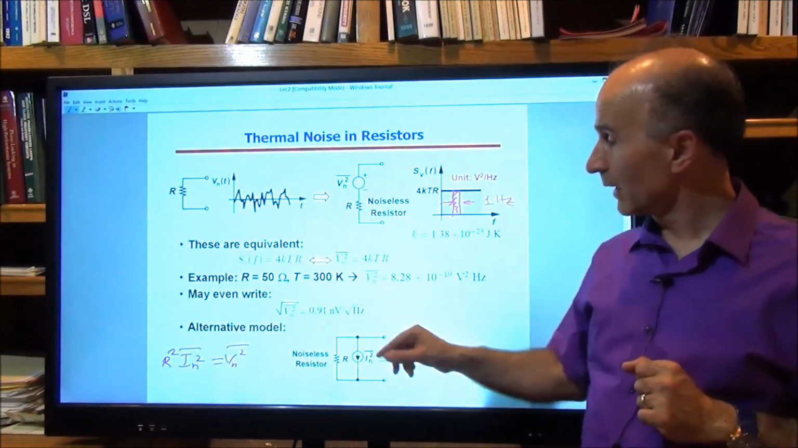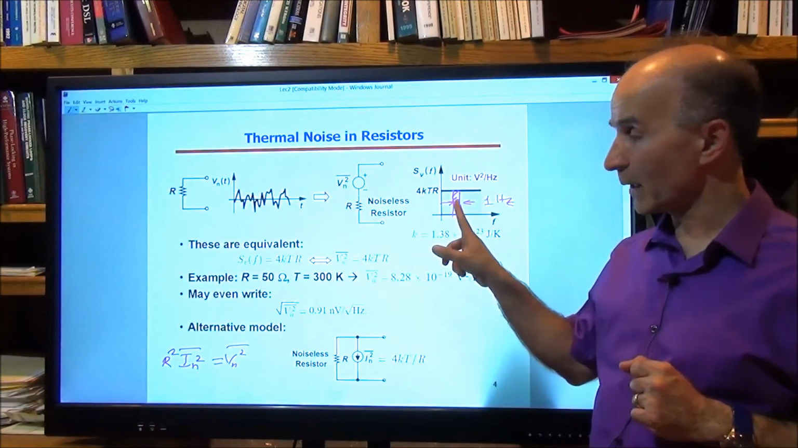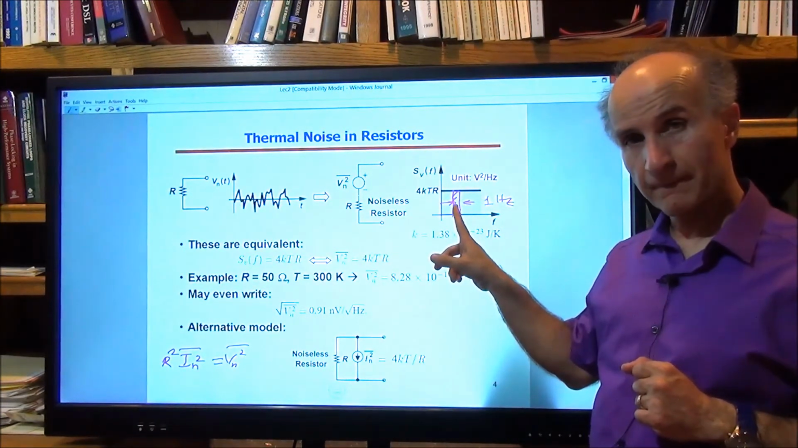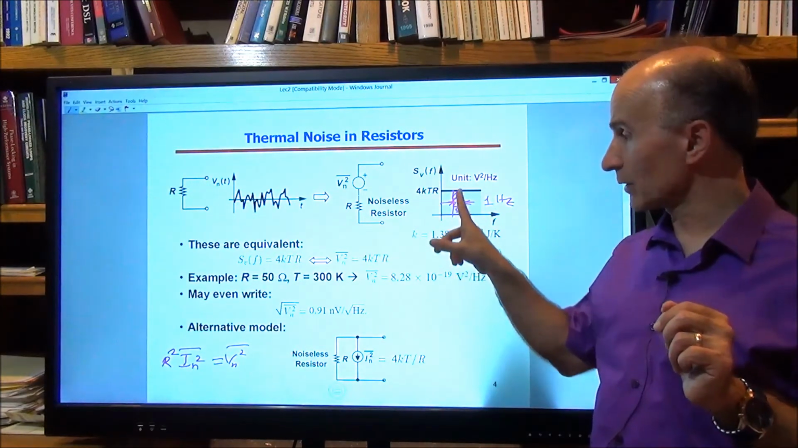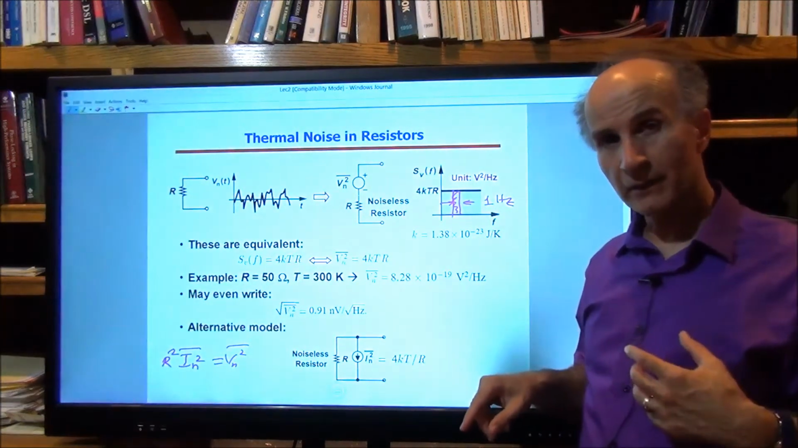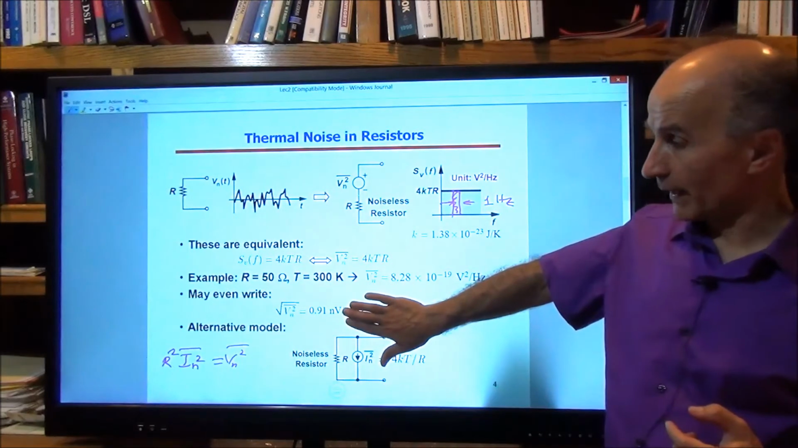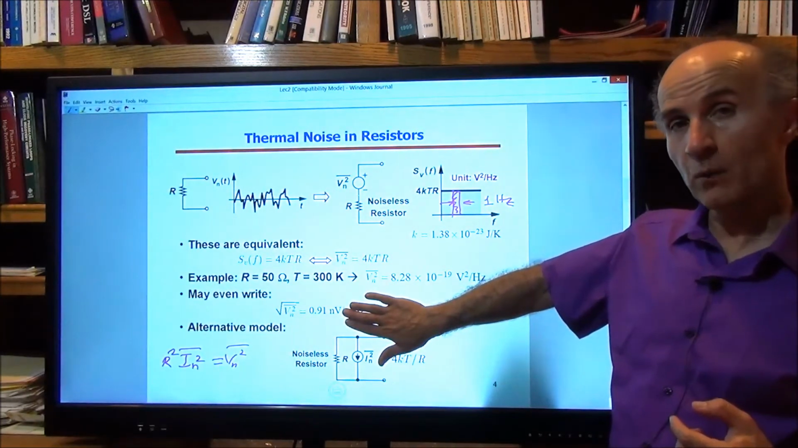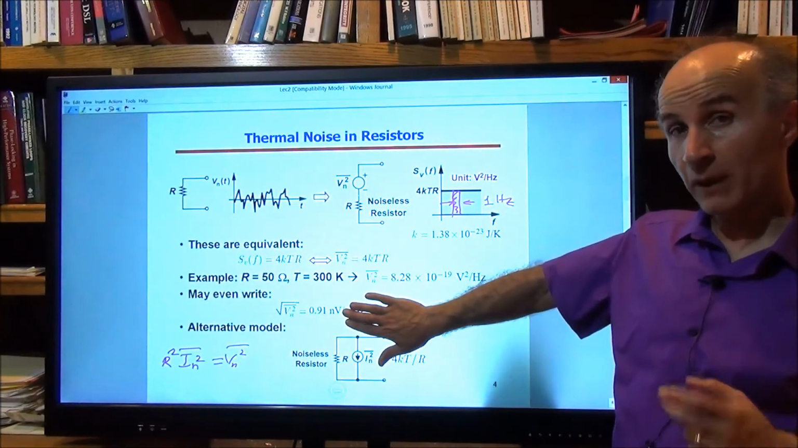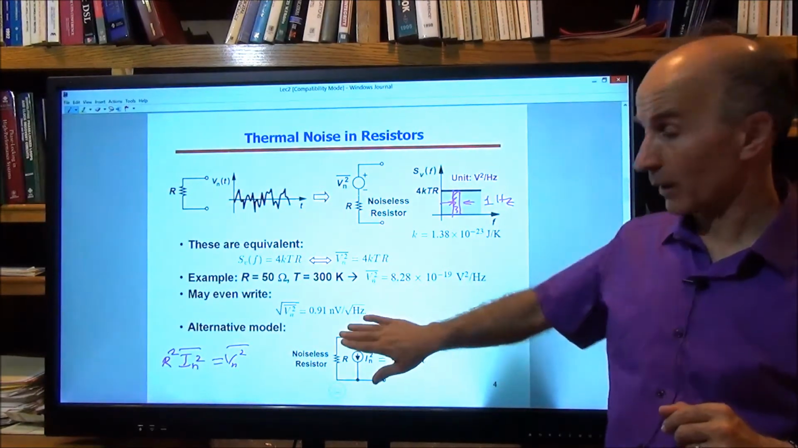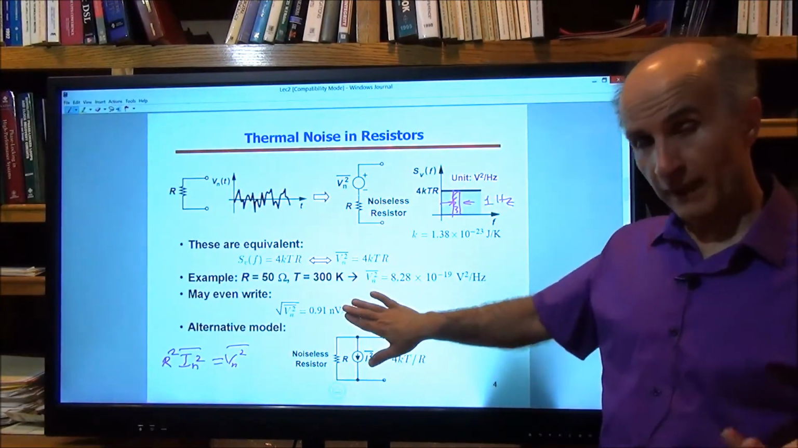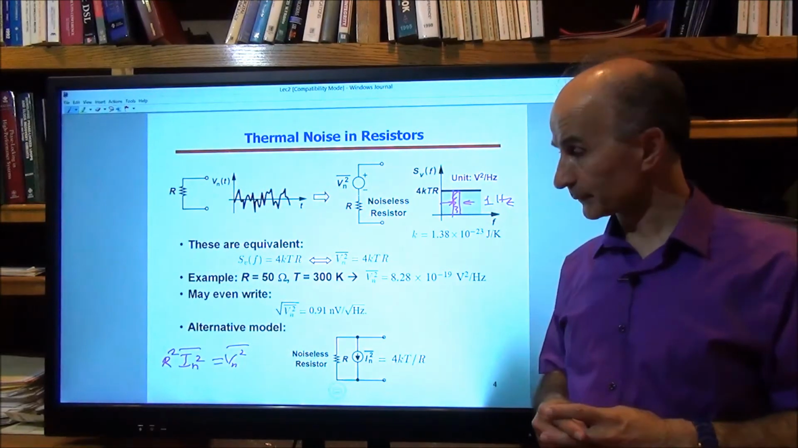You can say, if I take a 1 hertz bandwidth of this noise and find the average amount of power coming out of that, the RMS value would be 0.91 nanovolts. Okay, the RMS value. So the squared value would be this, the RMS value would be this. So that's another way of thinking about it.